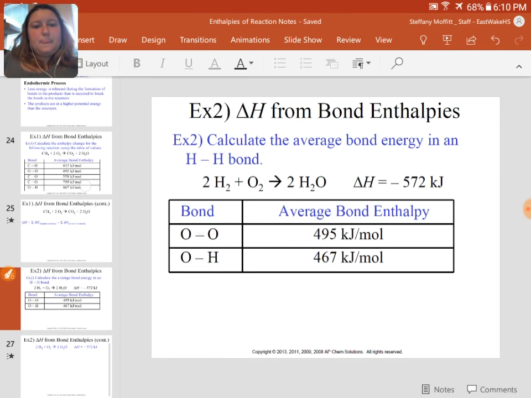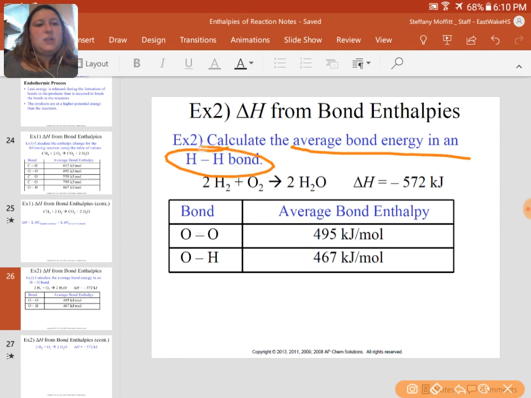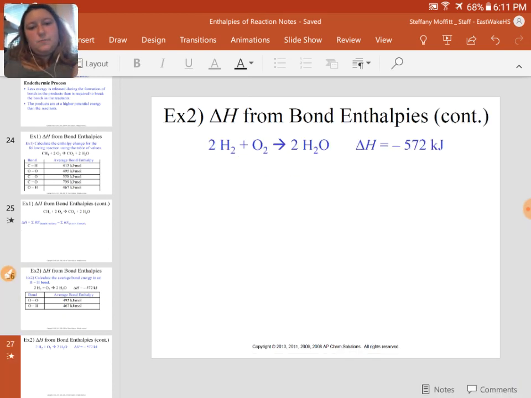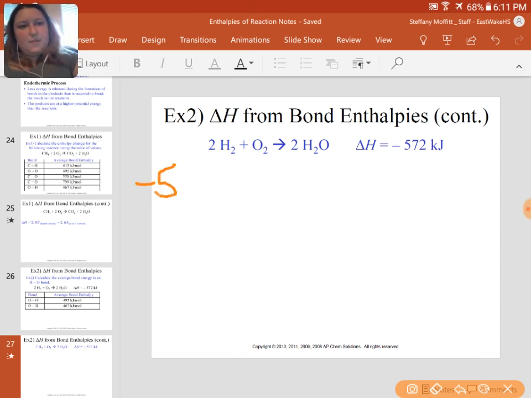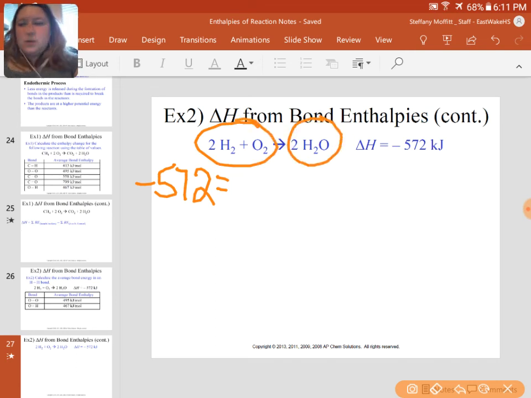Moving on, I have another equation. I have H2 plus O2 yields 2H2O with a delta H of negative 572 kilojoules. And it says, calculate the average bond energy in an HH bond. So it doesn't give us the HH bond, but we have one right here, and we need to calculate that bond enthalpy. So on a fresh slide, I have negative 572 equals the bonds broken minus the bonds formed.